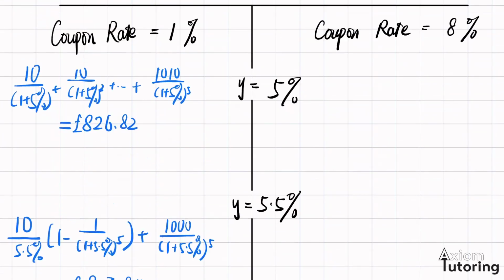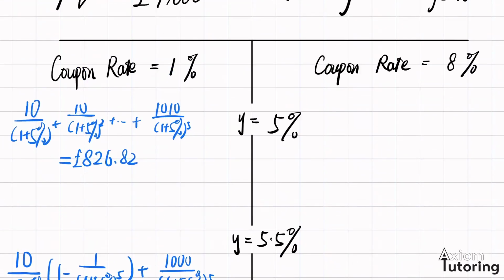Okay, so let's use the same procedure on the second bond here, which has a coupon rate of 8%. Okay, let's still use the annuity formula first, which is going to be 80 divided by 5%, and then 1 minus 1 over 1 plus 5% to the power of 5. And then the face value here divided by 1 plus 5% to the power of 5.